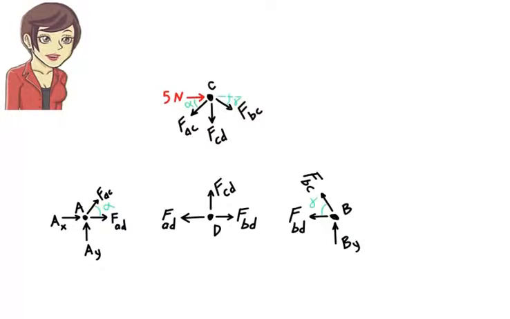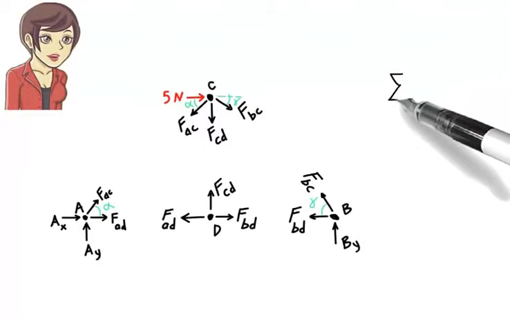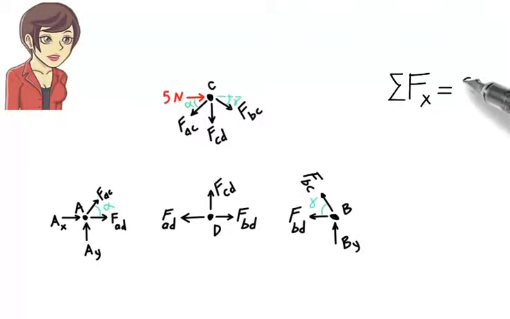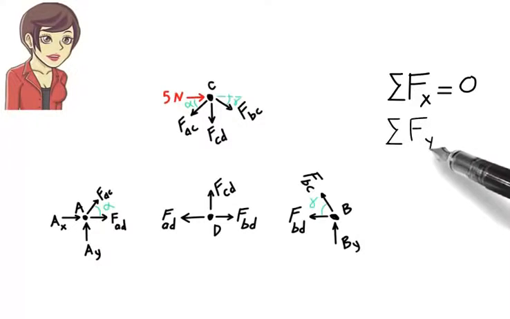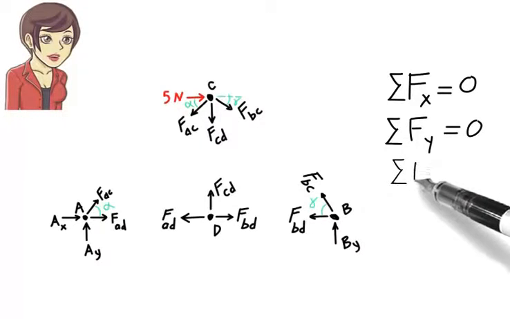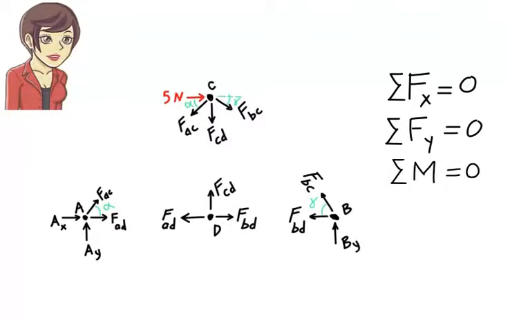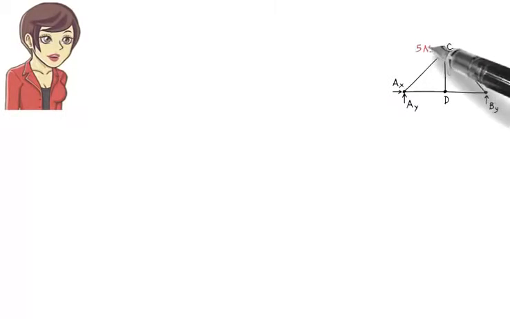When we say each joint has to be in equilibrium, we are saying at each joint, sum of the forces in the x direction must be 0. Sum of the forces in the y direction must be 0. And sum of the moments about the joint must be 0. Note that the moment equation is automatically satisfied since all the joint forces pass through the joint. So we only need to show that the other two equations are satisfied.